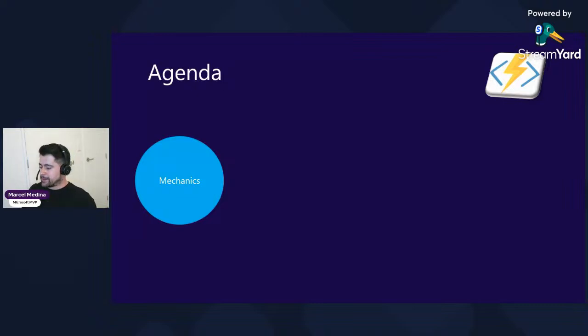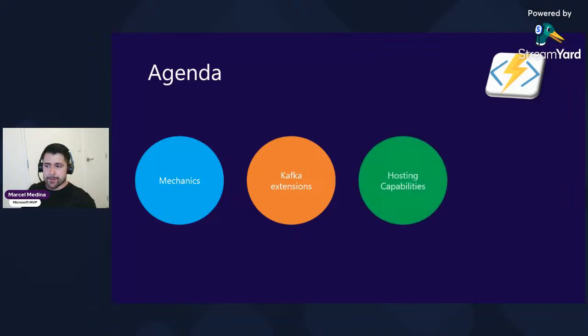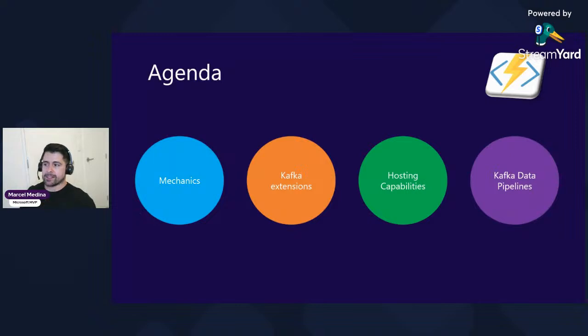With data streaming with Kafka on Azure Functions, we're going to look at the mechanics, what happens behind the scenes. I think it's important for us to understand how it works, so I'm going to talk a little bit about that. Then Kafka extensions, what's available for us to make use of, as we have a lot of options in here. Hosting capabilities, where can you run your Azure functions? There are specific plans available for that, not all plans, specific plans that you can make use of. And Kafka data pipelines. We're going to look at how we can create our production-ready pipelines, and I'm going to bring an overview of what can be done.